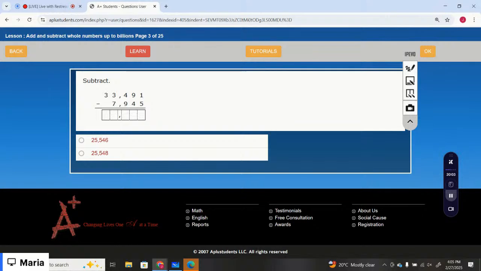Subtract, which is the correct option? I think you guys are here to learn, isn't it? Stop chatting.